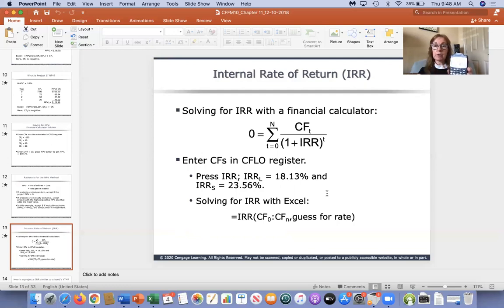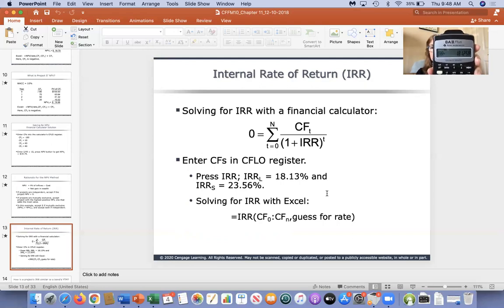So you enter in your cash flows, and then you just hit IRR, which we can do now because these cash flows are already in here. So you hit IRR and compute. And after a couple of seconds, it gives you the answer. And the IRR is 18.13%. So that's our internal rate of return.